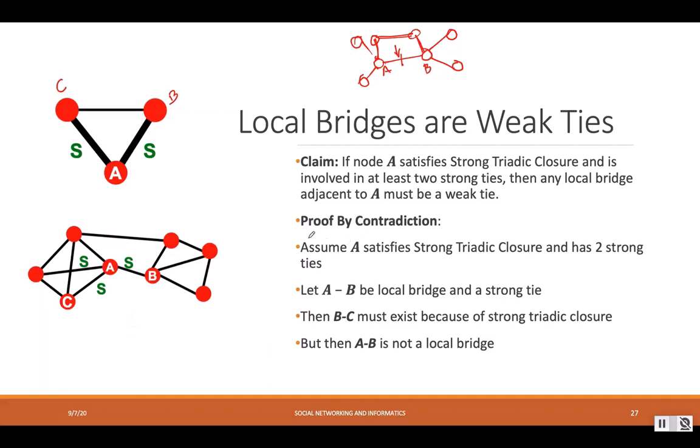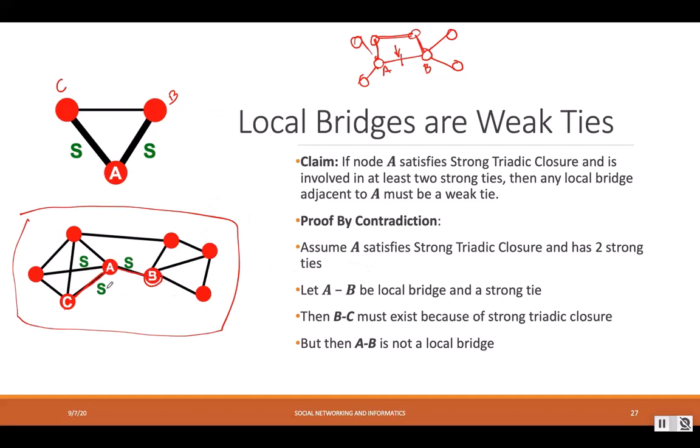All right. So how can we prove that? We are going to prove it using contradiction. A is not violating the strong triadic closure property. And first we are going to assume that the local bridge adjacent to A is a strong tie. So in this example, we have this node A, and we are assuming that A satisfies the strong triadic closure property and has at least two strong ties. So A has a strong tie with C and A has a strong tie with B, and we assume that A doesn't violate the strong triadic closure property.